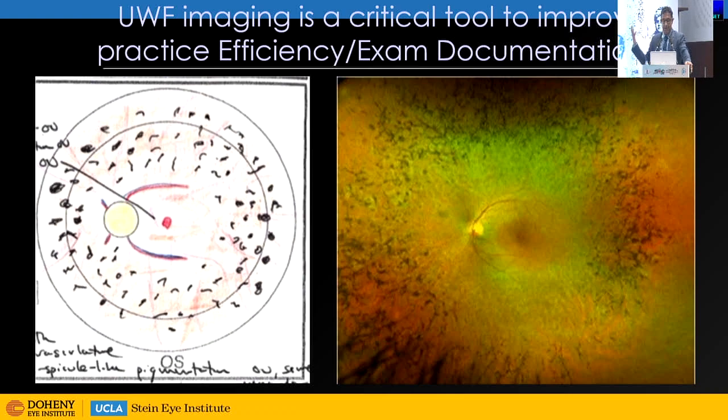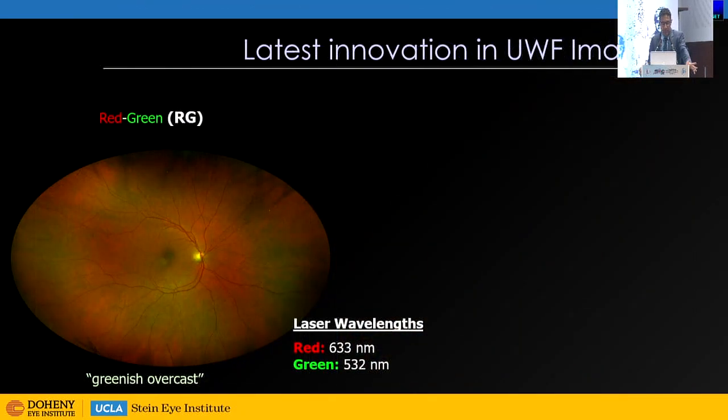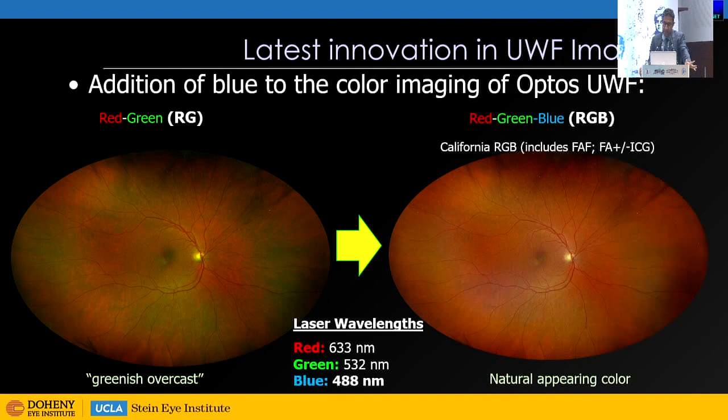The one caveat, though, is that historically, these images obtained through the OPTOS system are red-green images. They don't have a blue wavelength, so it's kind of a pseudo-color of sorts. And that's the latest innovation I wanted to focus on today: now we have the new California RGB device where you've added the blue laser, and you can get a more natural appearing color that more reflects what all of us see when we actually examine the patient.